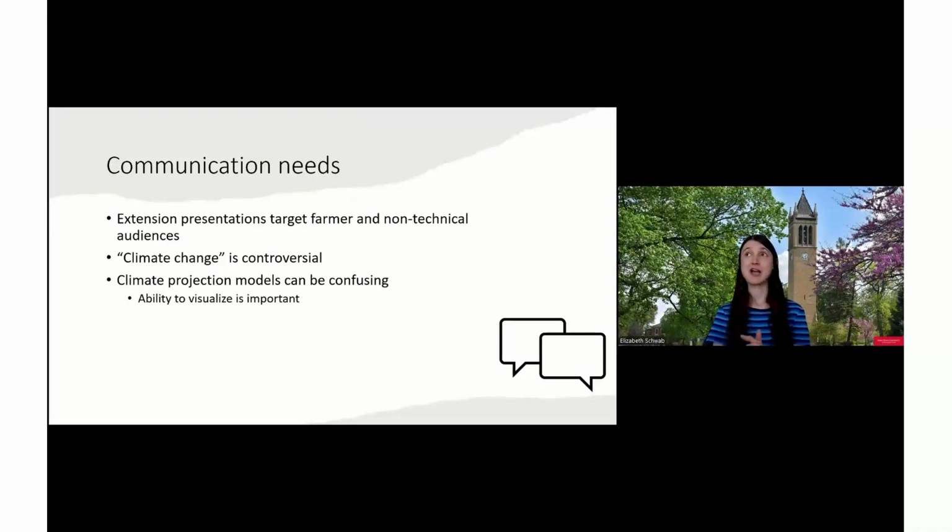And there are some things we need to keep in mind, because while we are talking about future climate scenarios, we don't really want to use the term climate change. That's a controversial term. Best to avoid that. In line with that, climate projection models are confusing. Even for me, as somebody who works in agriculture and in the sciences, it's confusing to hear that in X number of years in the future, we'll be seeing an average of 1 degree Celsius increase, or whatever the case may be. That's hard for me to conceptualize. That's hard for most people to conceptualize, I think. So the ability to visualize what we're talking about is really important.